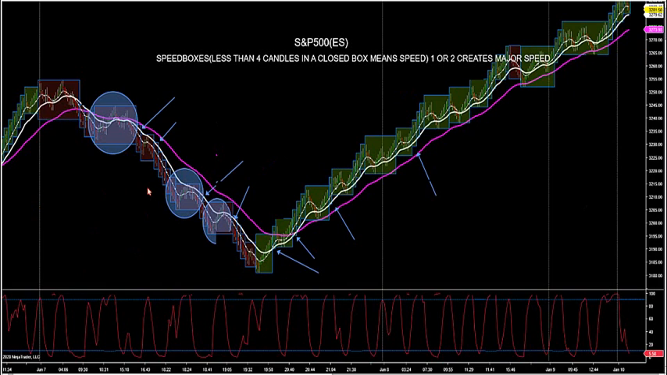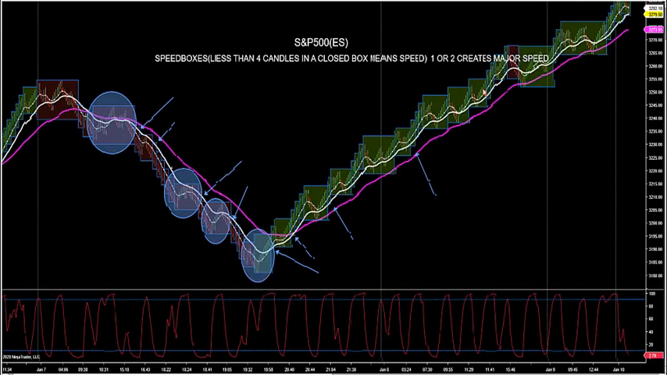On the upside, same way. Big consolidation, speed bar calls a low right there, and she takes off. Big consolidation, speed bar, repeated again and again, and we're still moving up right there. Okay, so it doesn't matter.